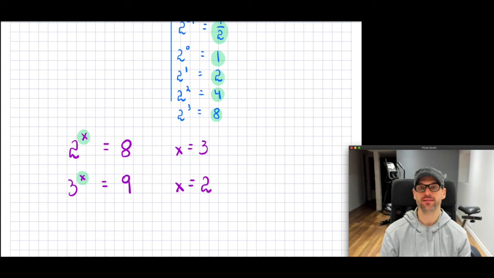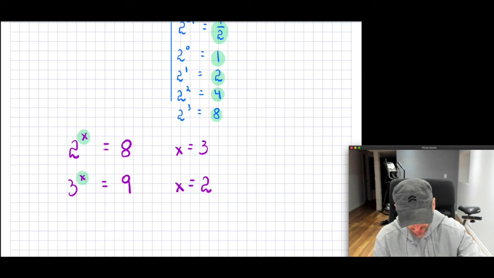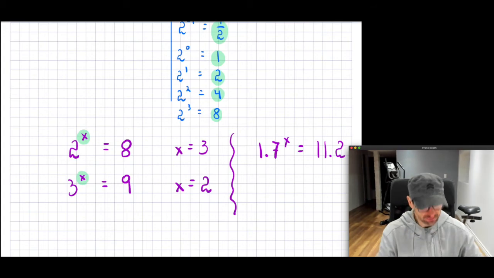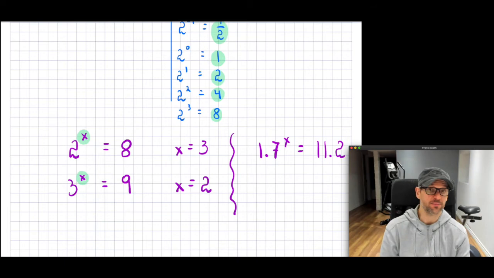But how do you do that? In these two cases, it's relatively simple because the numbers are small. But what if the numbers were very large, or what if they were very awkward? For example, what if you had something like 1.7^x equals 11.2? Well, good luck trying to find what the exponent is there. You can keep guessing, but is there a better way than just guessing these numbers? And that is what we use log for.